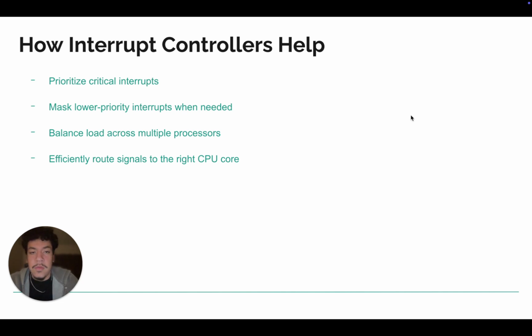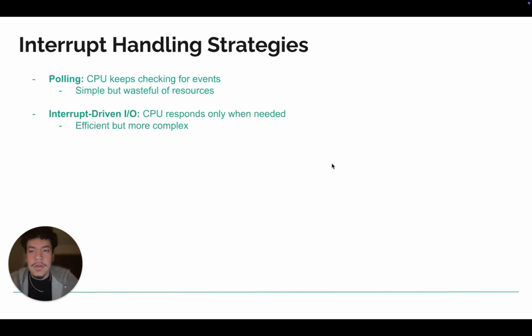And then there's also load balancing, which in multi-core systems distributes interrupts across different CPUs to avoid overloading one core. And also efficient routing, so they send interrupts directly to the most appropriate processor, reducing latency. In modern systems, this makes sure that high performance tasks run smoothly even when a lot of things are happening at once.